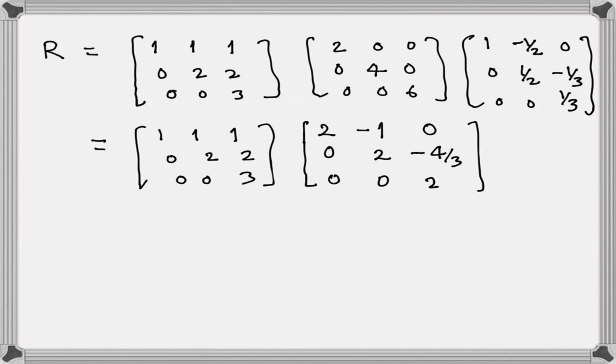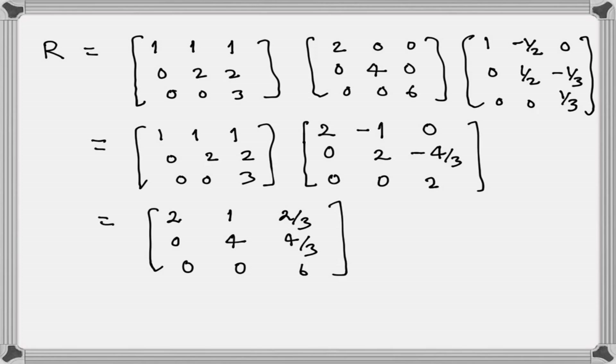Now let's multiply this again. Then we get 2, 1, 2 by 3, 0, 4, 4 by 3, and the last row is 0, 0 and 6. So this is the R matrix.